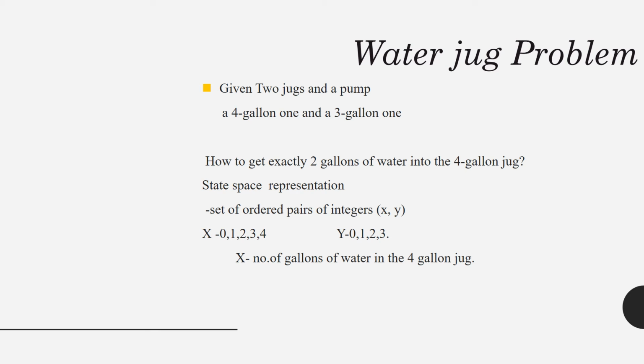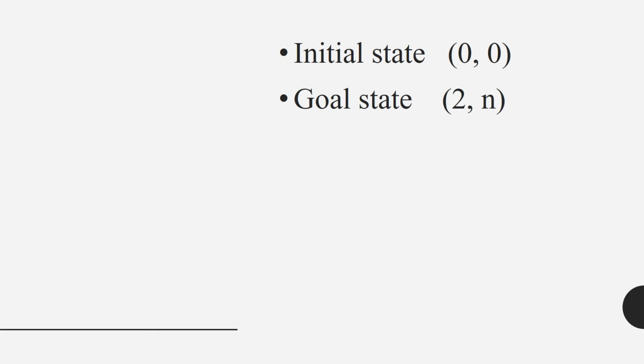Suppose we are having an ordered pair (x, y). X represents number of gallons of water in the 4-gallon jug and y represents number of gallons of water in the 3-gallon jug. X can take different values like 0, 1, 2, 3, 4. Y can take 0, 1, 2, 3. X equal to 0 means the 4-gallon jug is empty. X equal to 4 means the 4-gallon jug is full and it is having 4 gallons of water. For the water jug problem, initial state is (0, 0) and goal state is (2, n). N can be any value between 0 and 3.